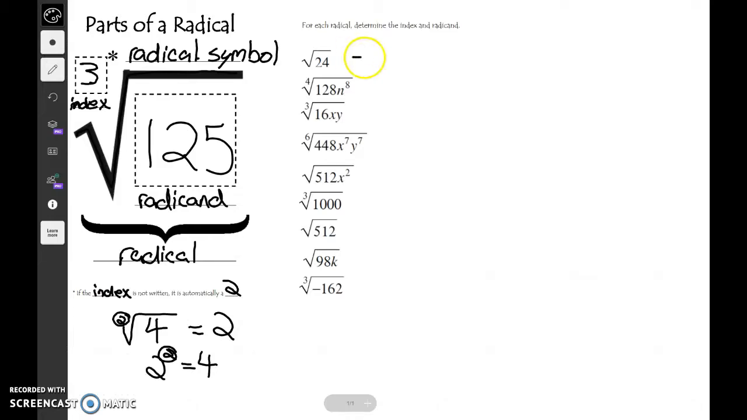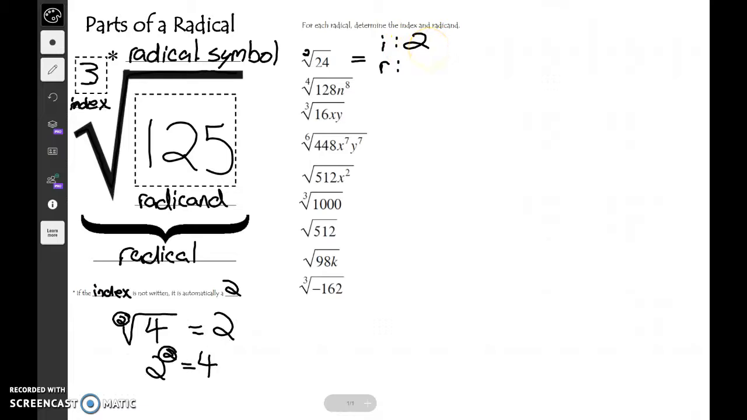So with the square root of 24, we want to identify 2 things. We want to identify the index, and we want to identify the radicand. I'm going to abbreviate them as I and R. So the index in square root of 24 would be what? 2. Because we understand that outside here is nothing. There's no number there. So that's understood to be a 2.